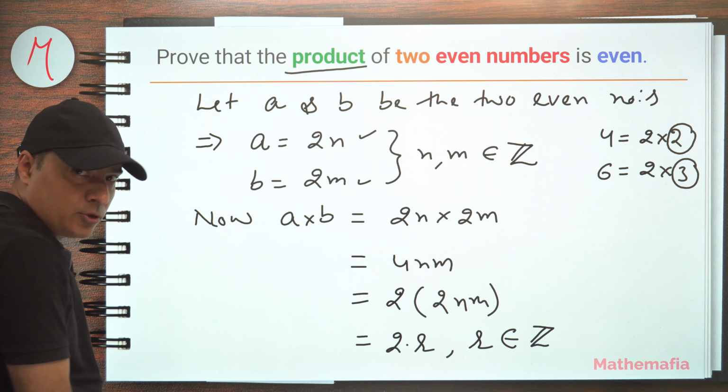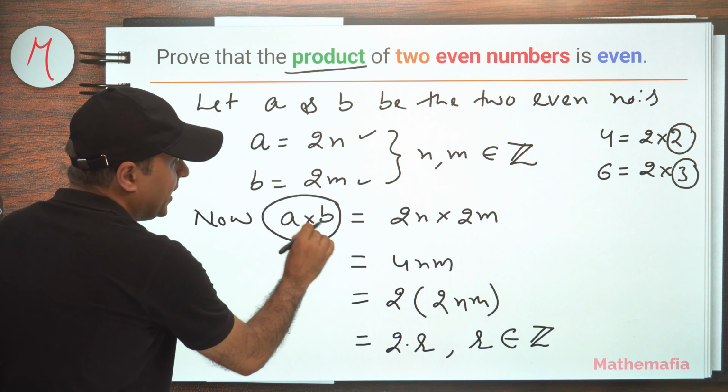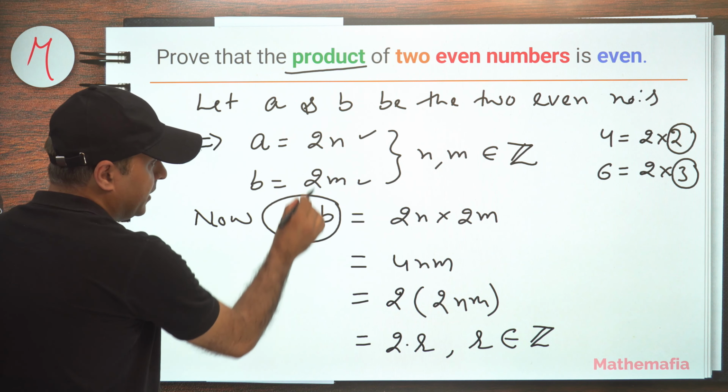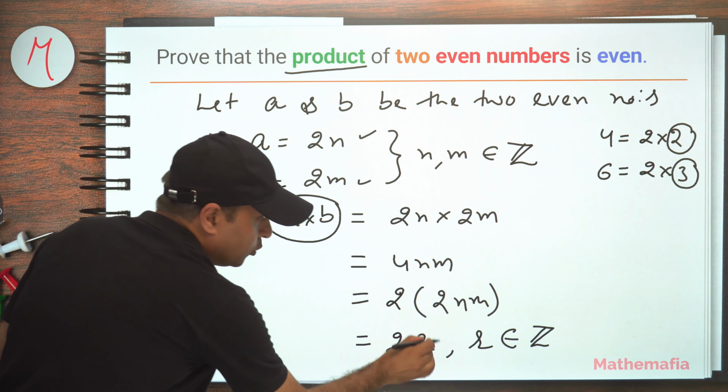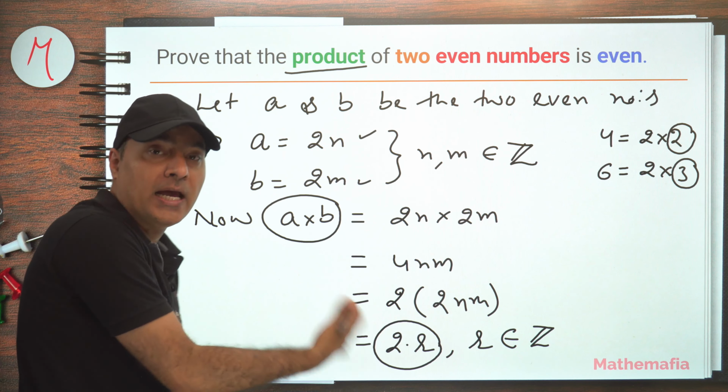And that's what we had to prove, that if we multiply two even numbers, a is an even number, b is an even number, then the output is also even because it is of the form 2 into an integer, right?